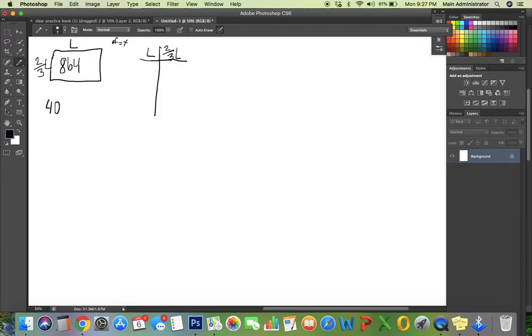I'm going to find 2/3 of 40. If I tried 40 as my length, now I need to find 2/3 of 40. I'm going to multiply that by 2/3. Put this over 1. I'm already seeing a problem because now I have 80 over 3. I know that's not going to go evenly. So 40's out. Let's go a little lower. Why don't we try 38?